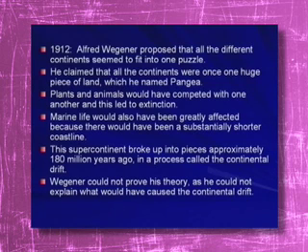Plants and animals would have competed with one another, and this would have led to extinction. We also had marine life that would also be greatly affected, because remember, if everything was one big land mass, it would also affect the shorter coastlines. This supercontinent broke up into pieces approximately 180 million years ago in a process called the continental drift. Wegener could not prove his theory, as he could not explain what would have caused the continental drift.